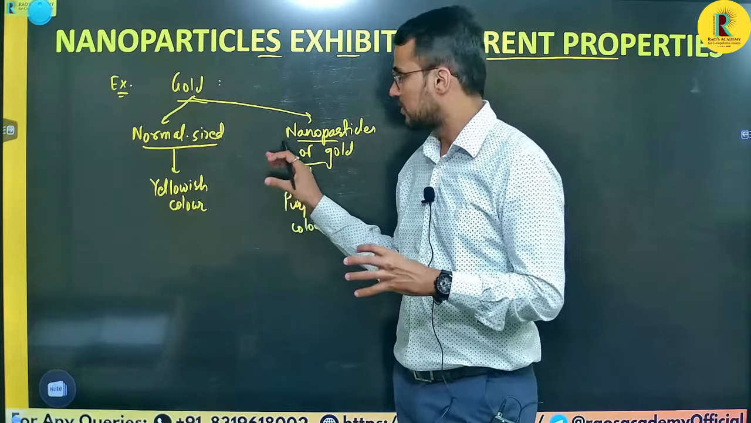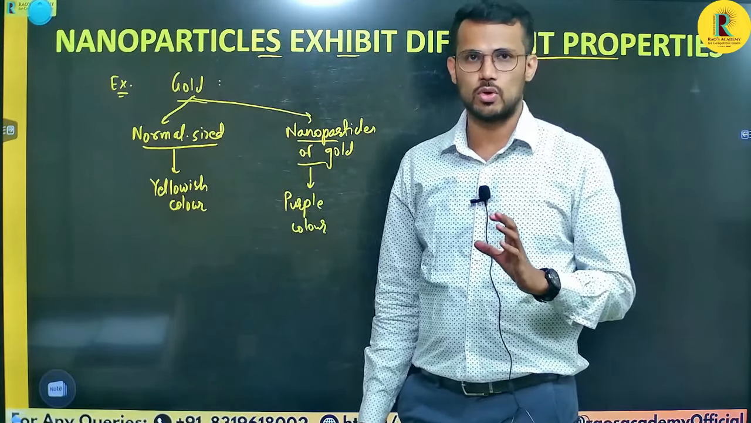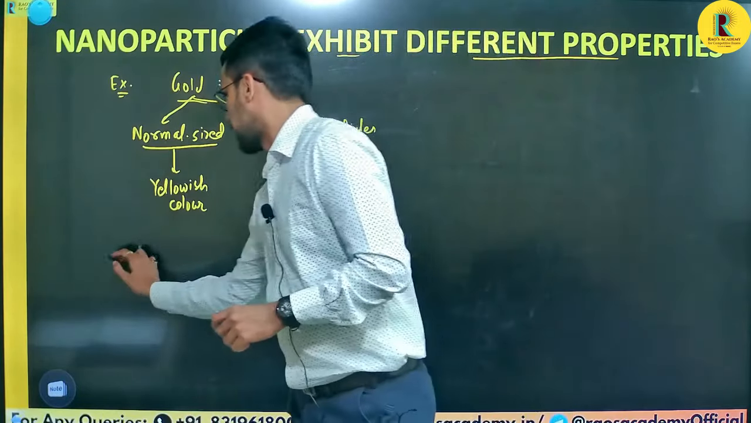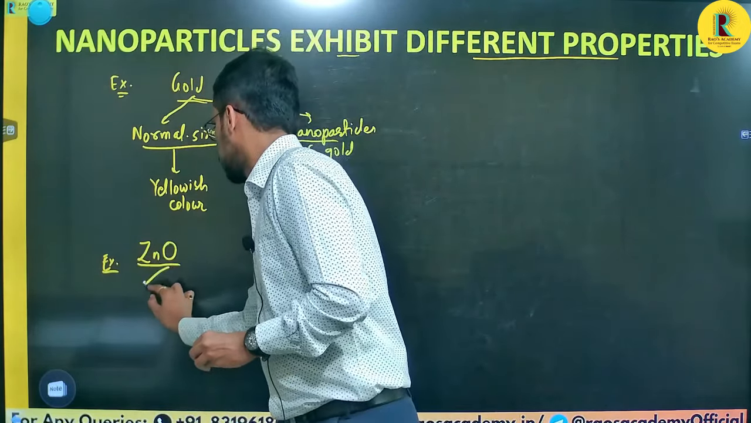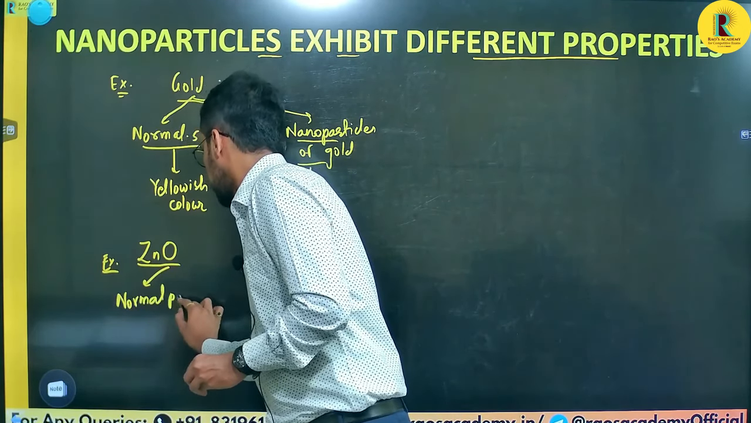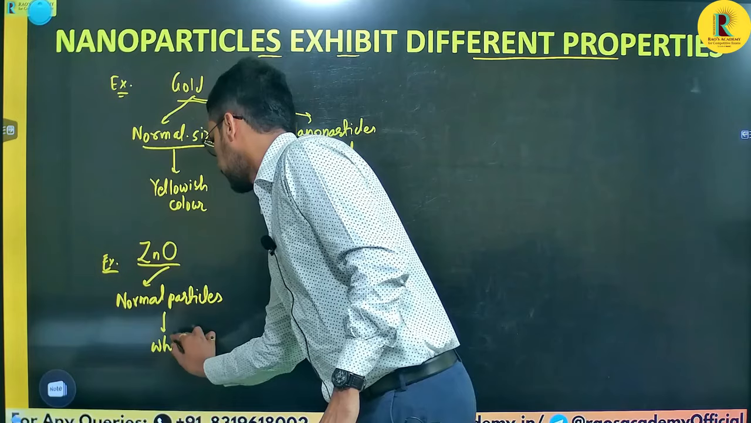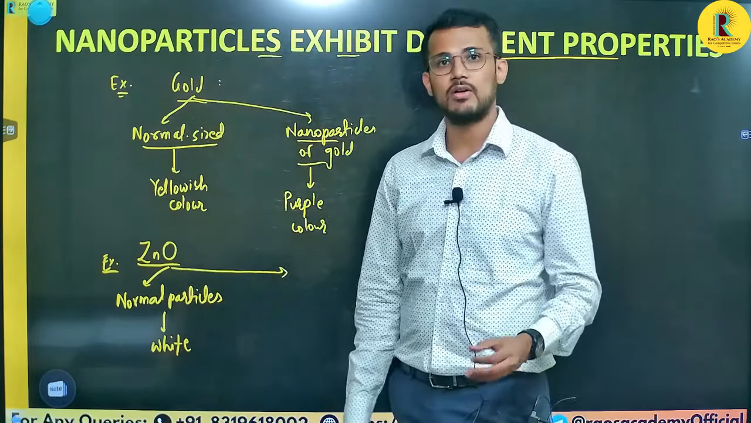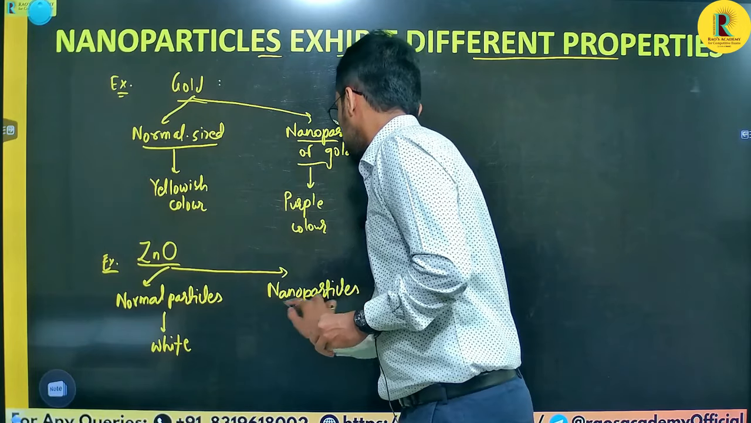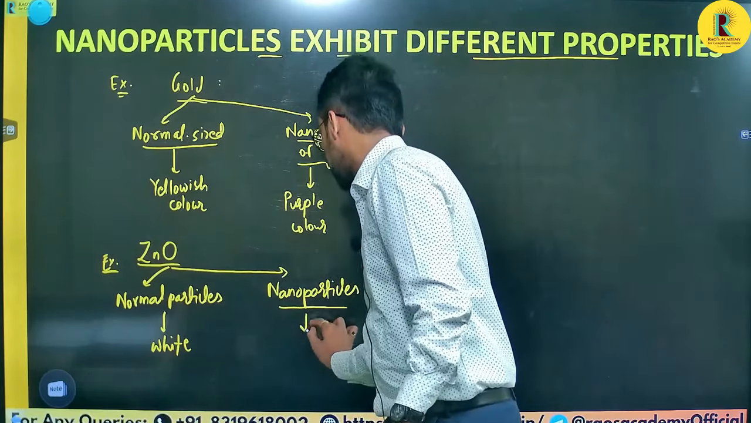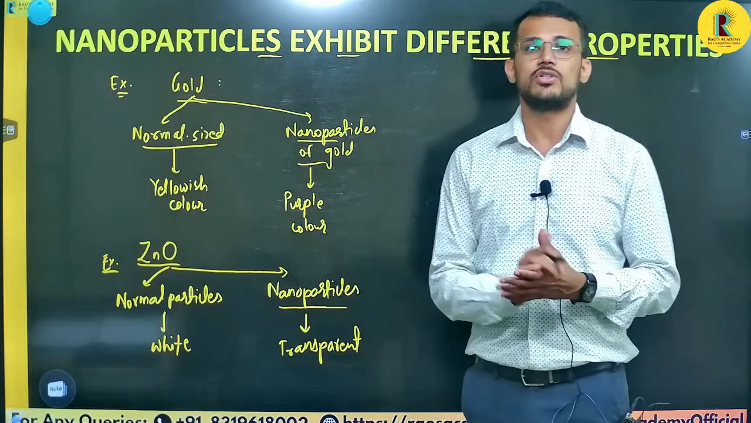Right? So, which property is changing here? Here there is change in optical property, because color of the objects that we have around us is the optical property of those objects. So, optical property is changing here. Right? Second example. Zinc oxide. Normal particles of zinc oxide have white color. And the nanoparticles of zinc oxide are transparent, not colored. So, here also there is change in the optical property, right?